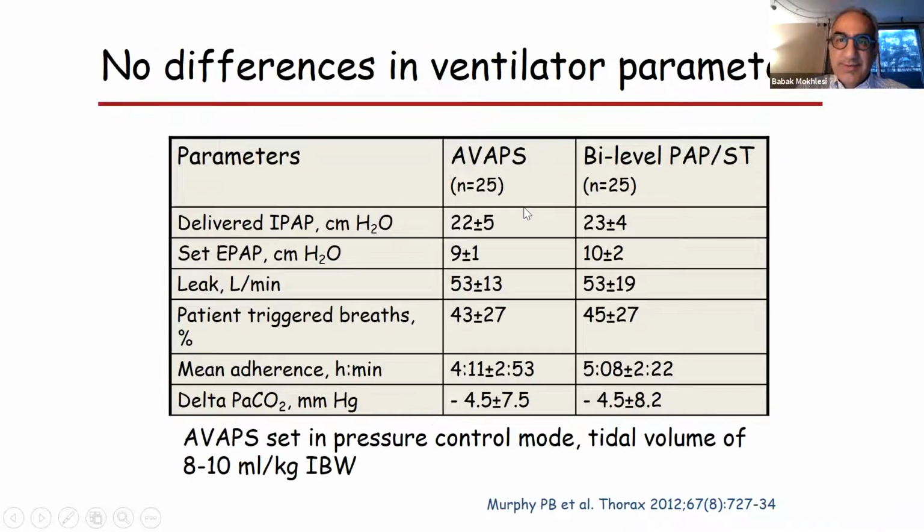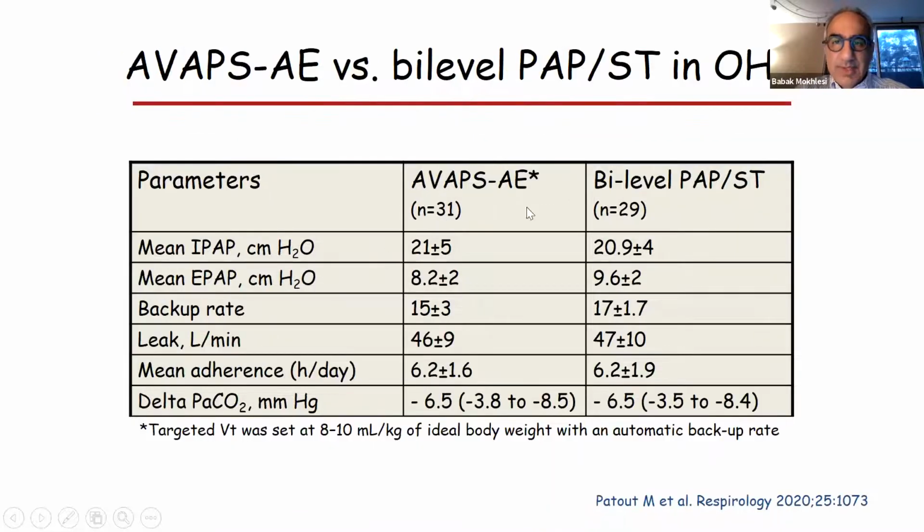So in this study, the EPAP was fixed. Here, the EPAP could go up and down based on the analysis of the upper airway flow curves. And compared to bilevel ST, again, when there's no major differences between them, meaning a pretty good bilevel titration, there was no significant difference in changes in CO2 and other things.